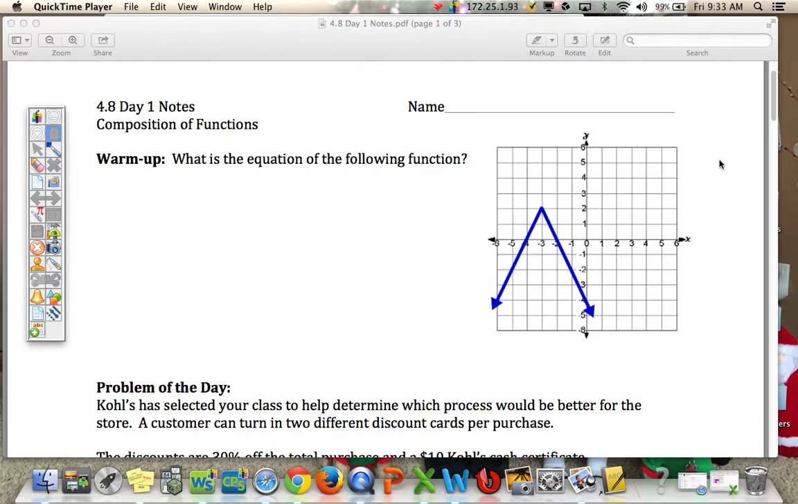We're going to spend 2 days looking at something called composition of functions. We'll start with a warm-up. What is the equation of the following function?